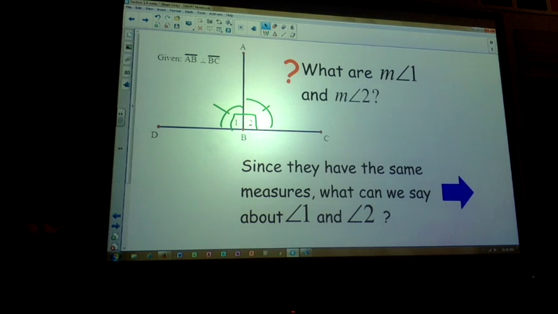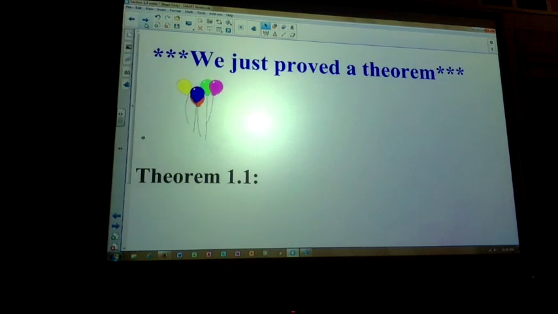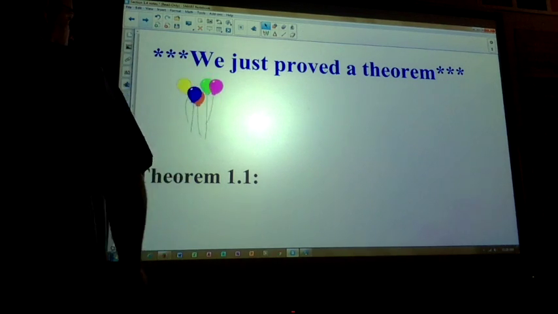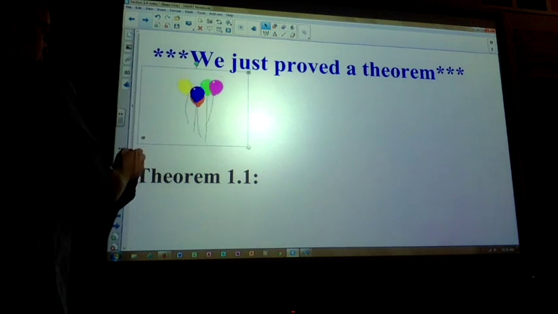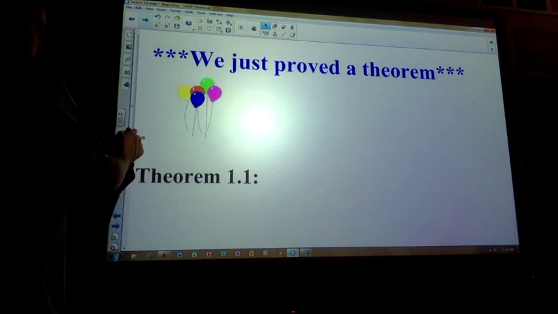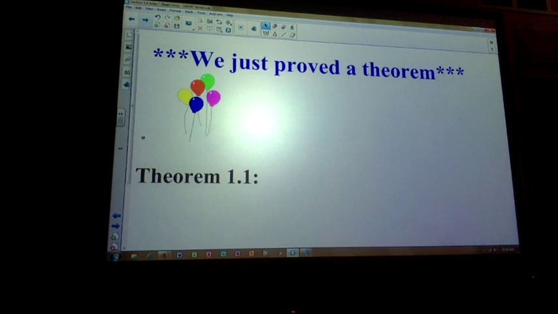Here we go. We just proved a theorem. Oh, yeah. Okay. Do I touch the balloons? Nope. There's volume there, but I know that my speakers aren't hooked up right now. Theorem 1.1.